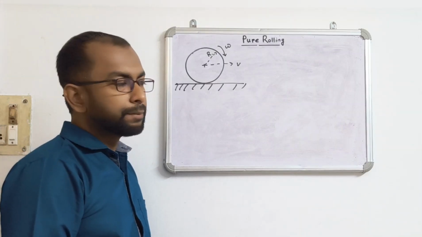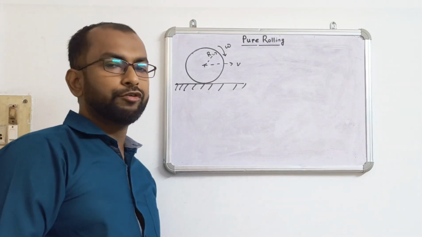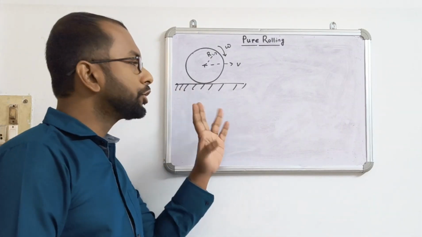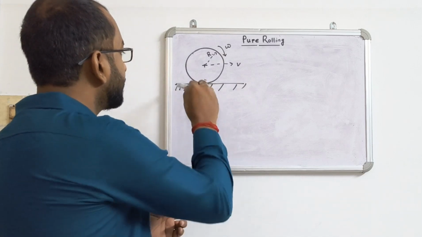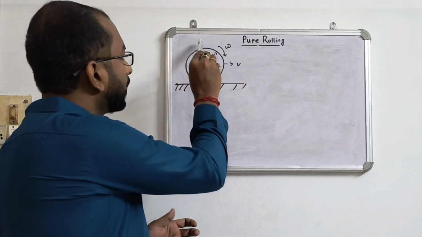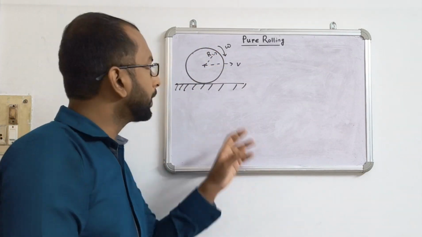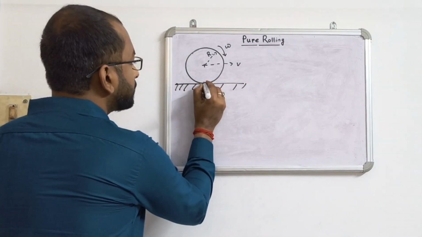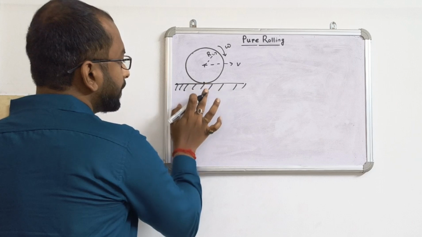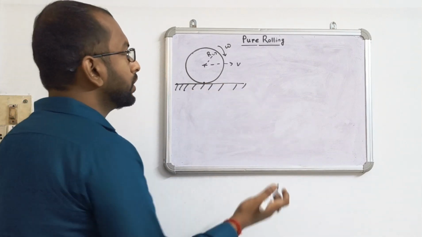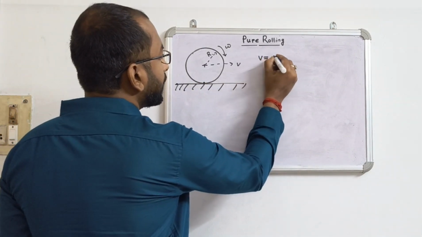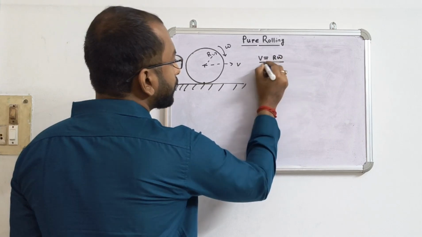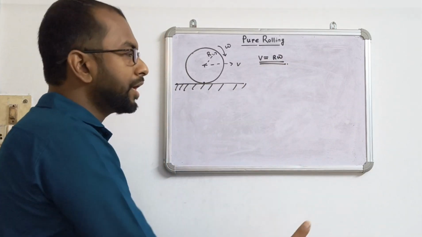So in the first example, we discussed the point of contact velocity only. But right now, we will try to figure out what will be the velocity at each point present on the circumference of that particular circular body. Let's say v is equal to r omega, so that means the circular body is having non-accelerated pure rolling.